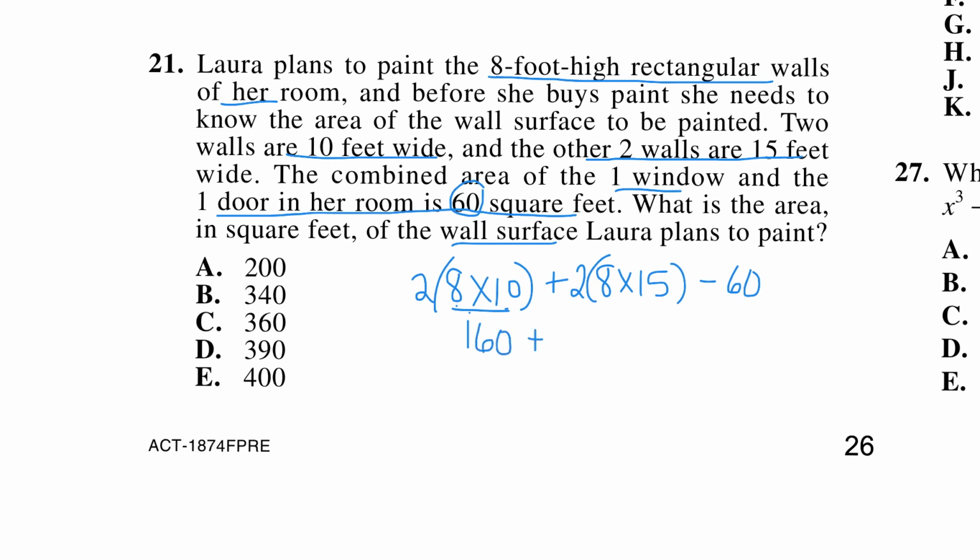And you are allowed to use a calculator for this if you want. 8 times 15 is 120. 120 times 2 is 240. And I have to subtract 60. And so I notice that 160 minus 60 is 100. So I'm going to add 100 to the 240, and that should be 340. Is there an answer 340? It looks like answer B, and that was the correct answer for number 21.